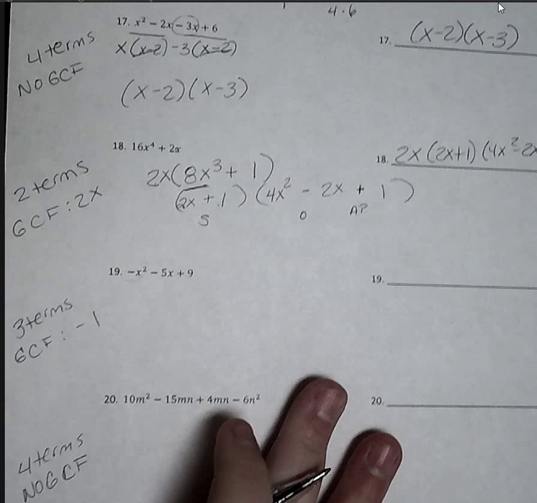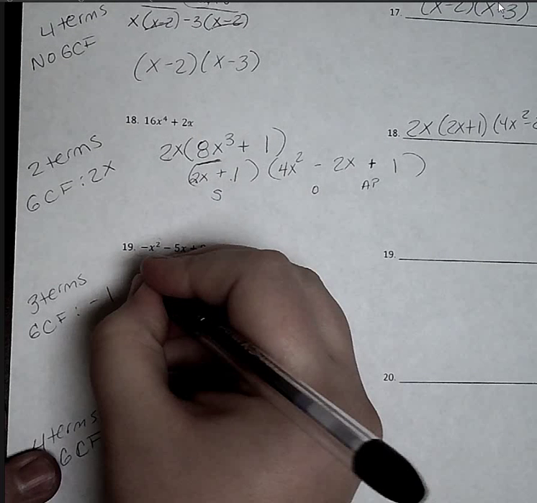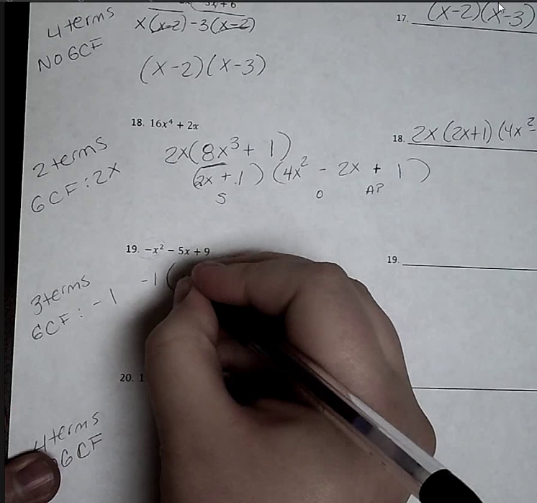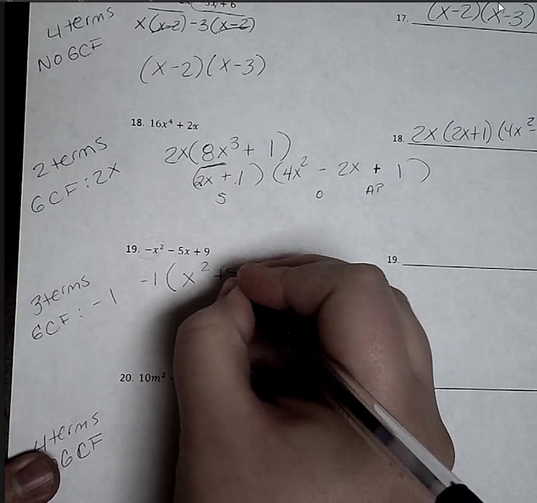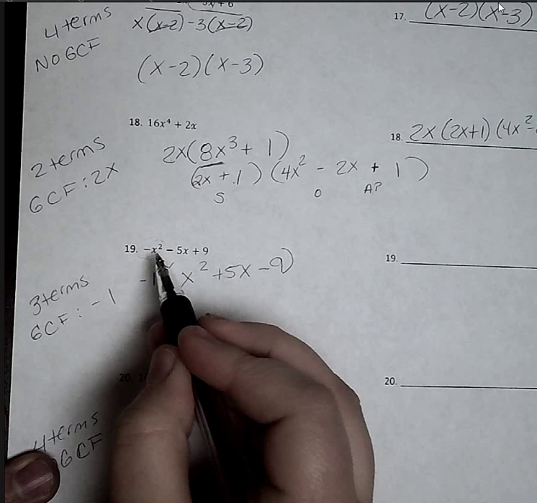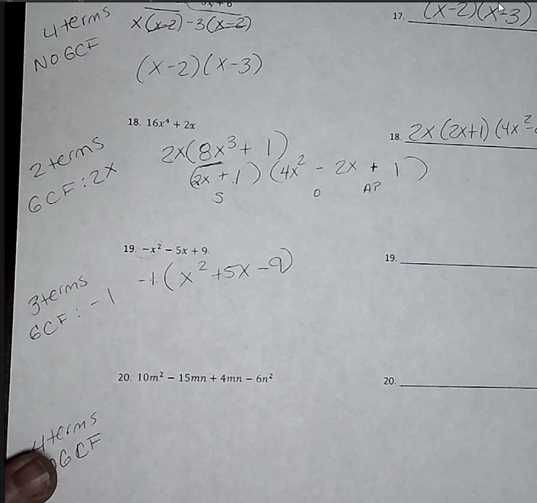Now let's look at number 19. We have to take out the GCF of a negative 1 because we can't have that first term be negative. So we get x squared plus 5x minus 9. You're dividing each of those terms by a negative. That's why all of the signs changed.